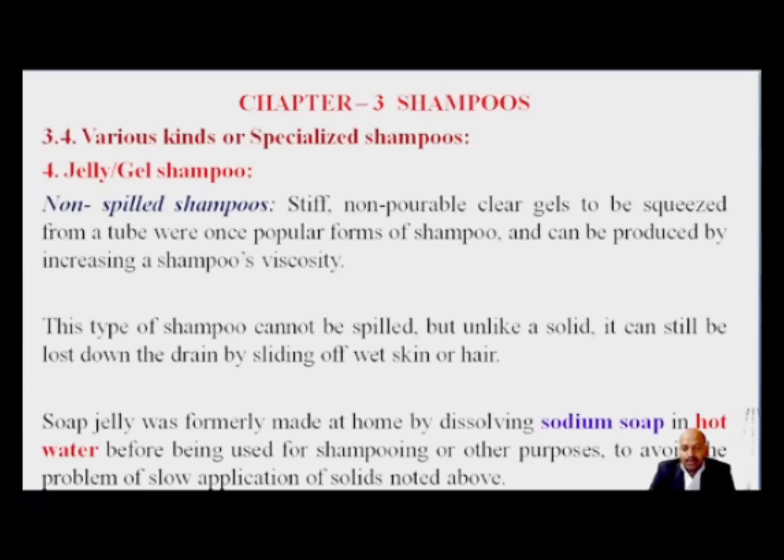Soap jelly was formerly made at home by dissolving sodium soap in hot water before being used for shampooing or other purposes to avoid the problem of slow application of solids noted above. So this type of soap jelly can be made at home simply by dissolving the sodium soap in hot water. That can also be formed as a jelly or gel shampoo.